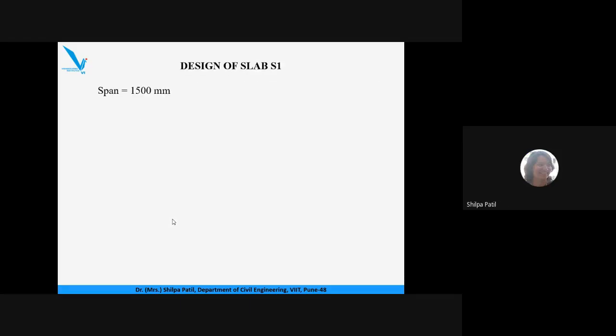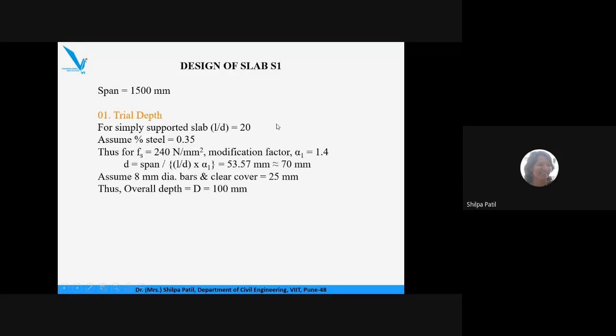Okay. Now the span of this slab is 1500 mm, that is 1.5 meter. So to find out the trial depth, the formula is there. What is that formula? D is equal to span upon L by D into alpha 1. That is our formula. Okay. Span is already known to us, which is 1500 mm. L by D ratio now we need to calculate. Now L by D ratio is to be calculated based on the type of the slab.